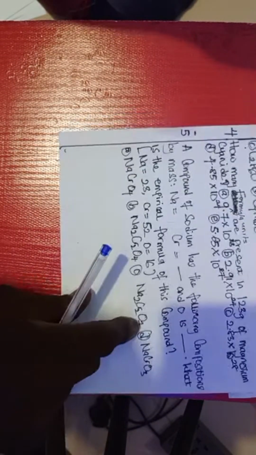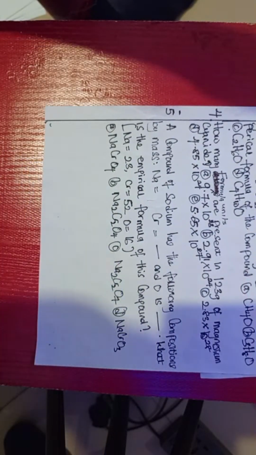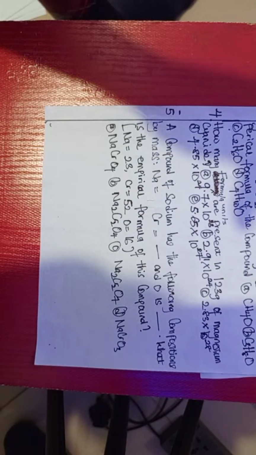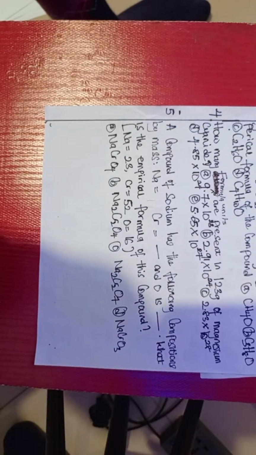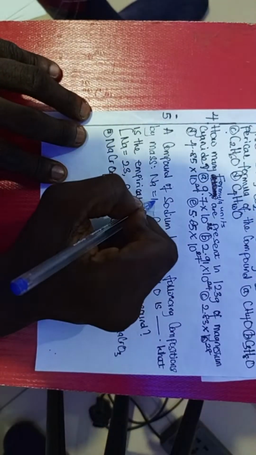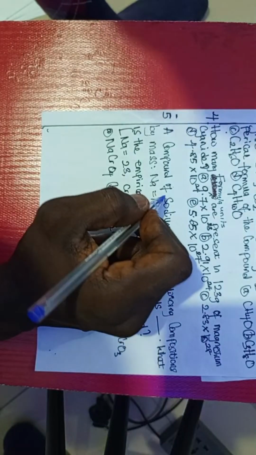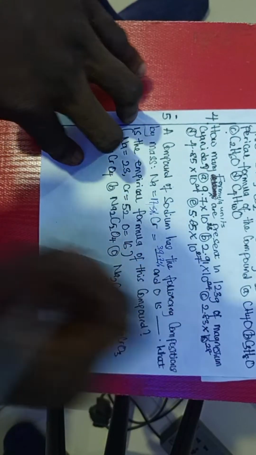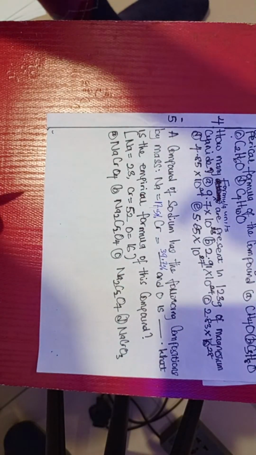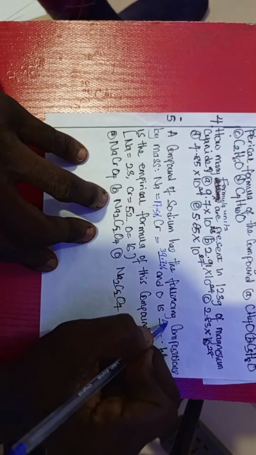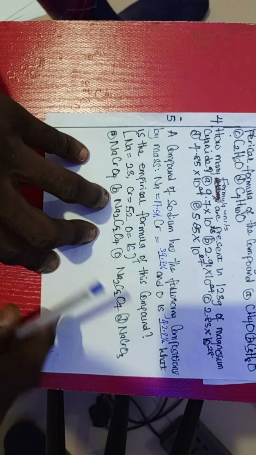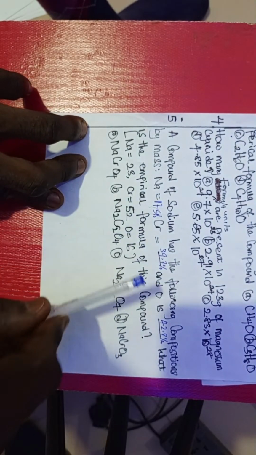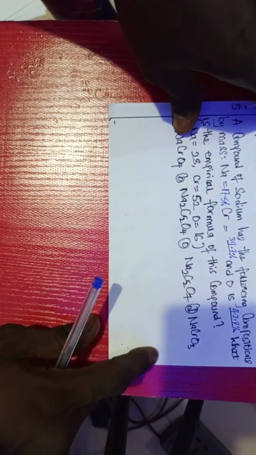So question number 5 says, a compound of sodium has the following compositions: 17.5% of sodium, 39.7% of chromium, and 42.8% of oxygen. All right. Now the question says, what is the empirical formula of this compound? Let's solve it together.